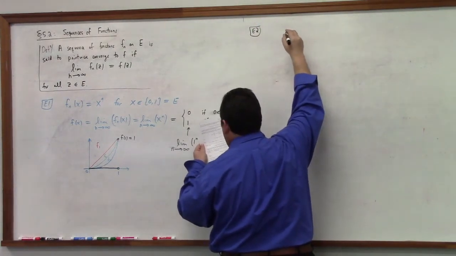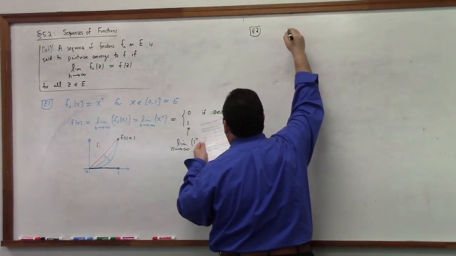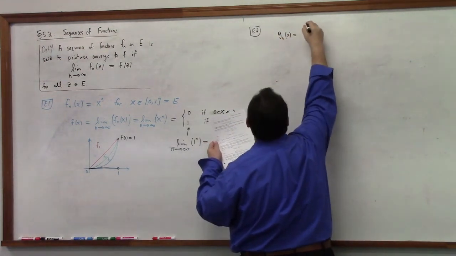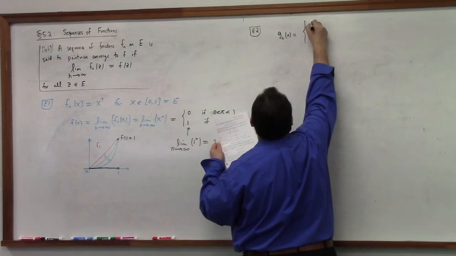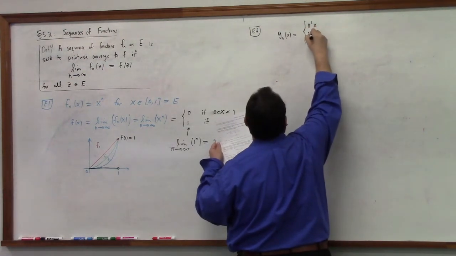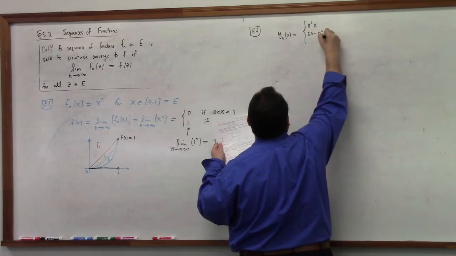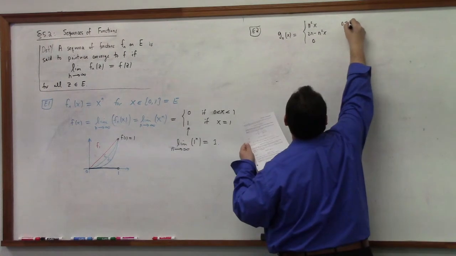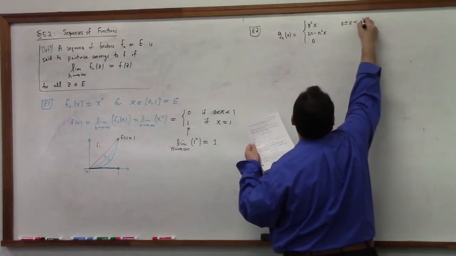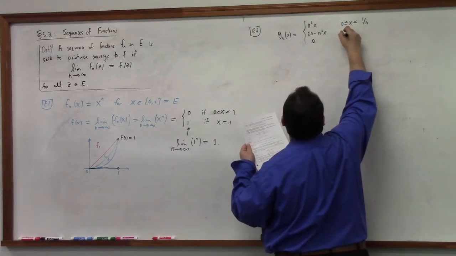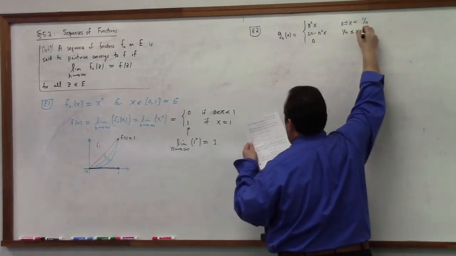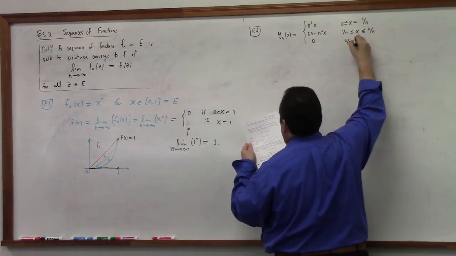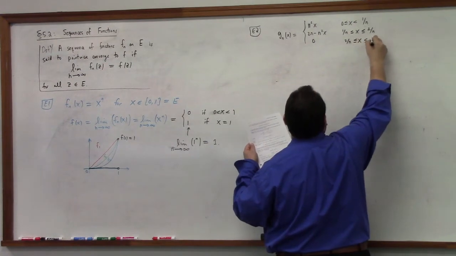Here we have gn of x equal to n squared x, 2n minus n squared x, and 0. So this is for 0 less than or equal to x less than 1 over n, and 1 over n less than or equal to x less than or equal to 2 over n, and this is 2 over n less than or equal to x less than or equal to 1. All right.